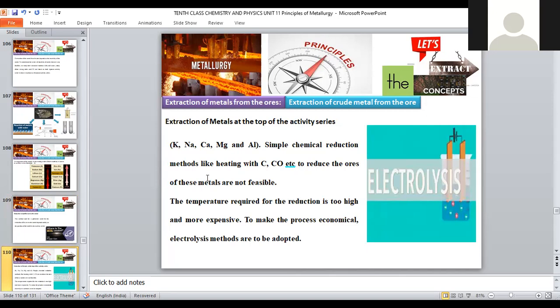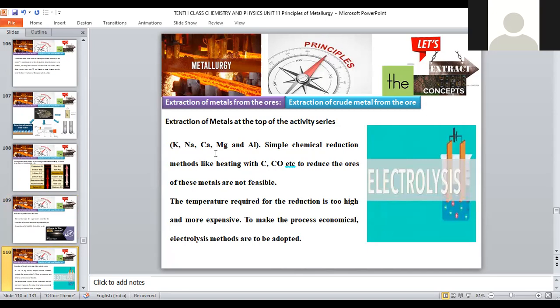And next is about simple chemical reduction methods, like treating with carbon monoxide. Such reagents can be applied on these raw materials so that extraction can be carried out. This is called a chemical treatment, and eventually they get reduced. Whatever process we apply, finally we get the pure metal.